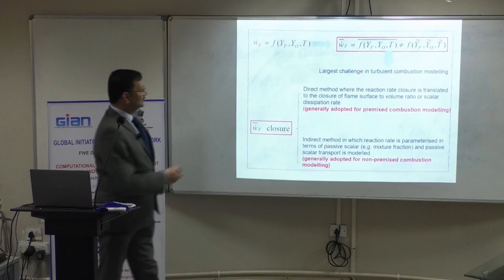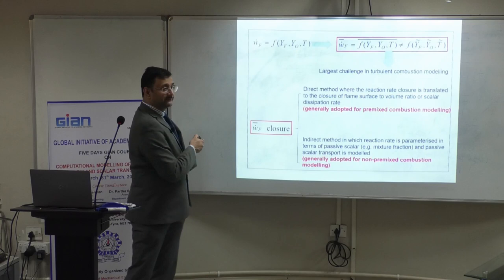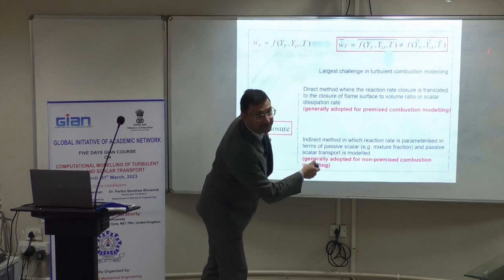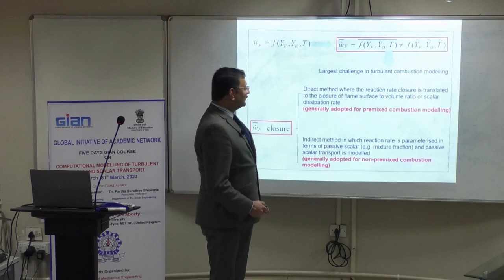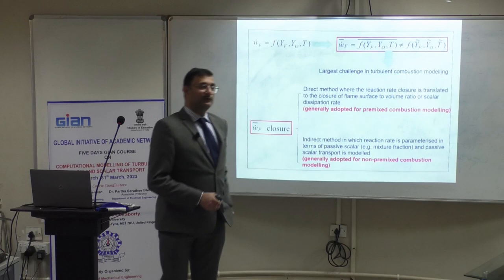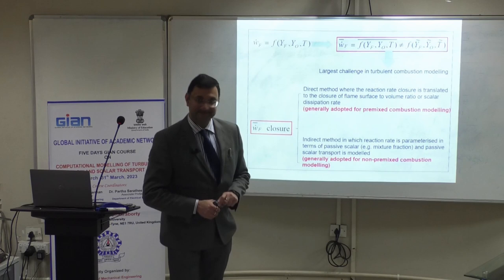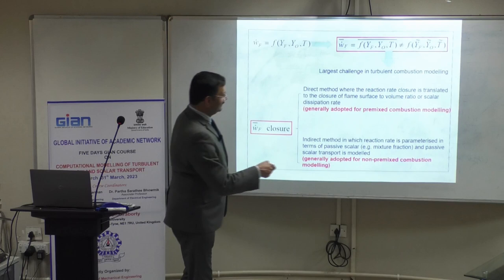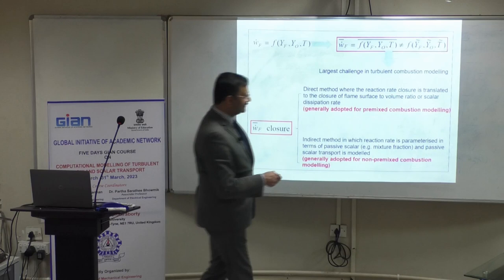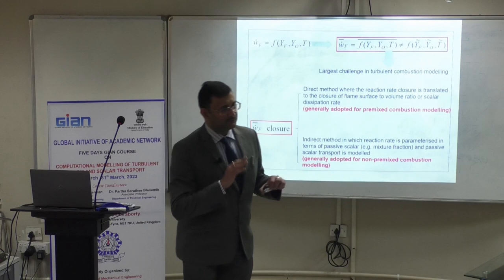So, this is really the summary of this. W dot F, the reaction rate, is a function of YF, YO, T. This is for this, but that's not equal to that. So what you actually do, you basically completely bypass the problem and approach it from a different perspective. One possibility, often adopted in premixed combustion modeling, is that I'm not going to actually close my reaction rate directly.